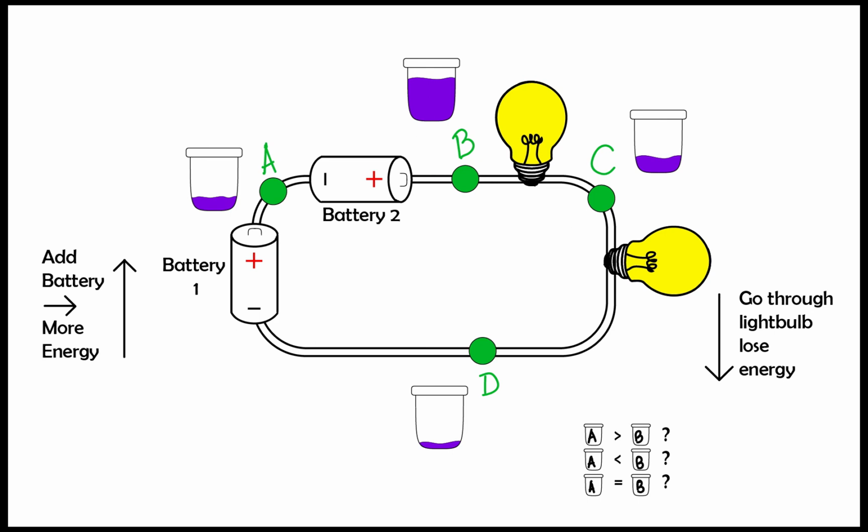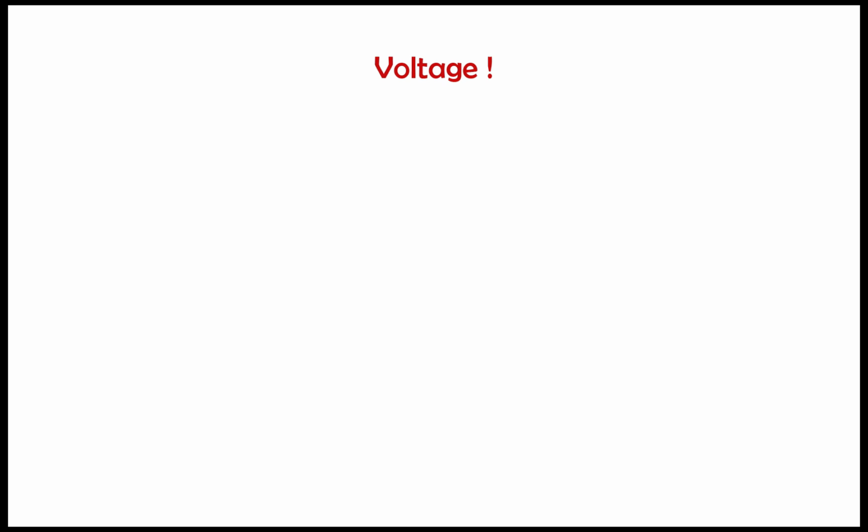A bit of vocabulary here to impress your friends. Each point on the circuit is called a node. From now on, we'll refer to points as nodes. Now that we know that each node has an associated amount of energy, we are ready to look at the voltage between two nodes. Just like your weight is measured in pounds or kilograms, voltage is measured in units of volts. Don't forget that voltage is the difference in energy between two nodes.